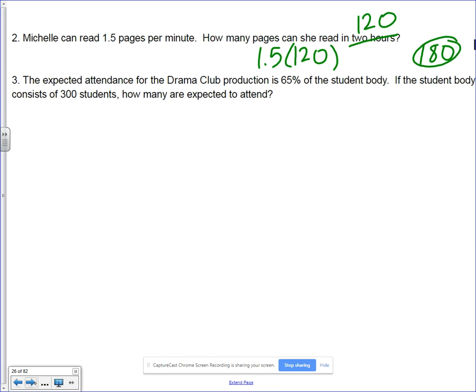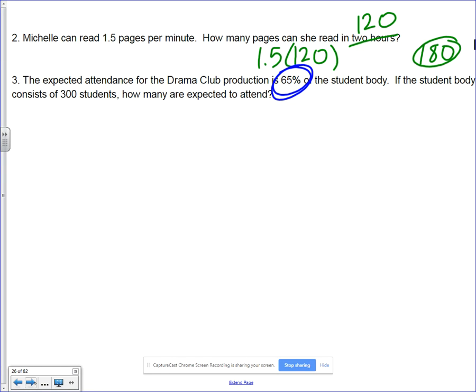Okay. So how am I going to figure out how many people are going to be coming to the drama club production? Multiplication is correct. Before I multiply, this 65% right here has to be turned into a decimal. How do I turn 65% into a decimal? You gotta speak up, I can't hear you.